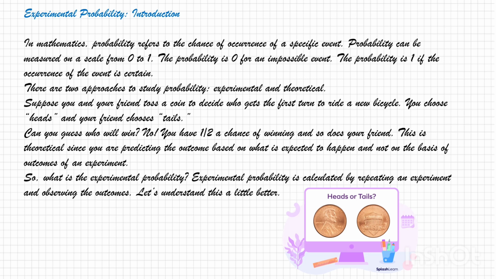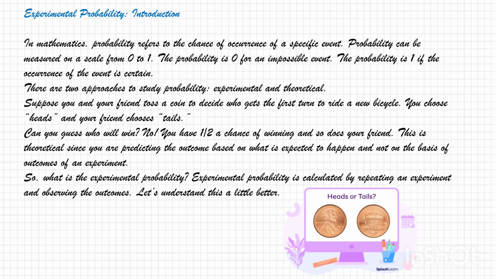Suppose you and your friend toss a coin to decide who gets the first turn to ride a new bicycle. You choose heads and your friend chooses tails. Can you guess who will win? No. You have a 1 by 2 chance of winning, and so does your friend. This is theoretical since you are predicting the outcome based on what is expected to happen and not on the basis of the outcomes of an experiment.